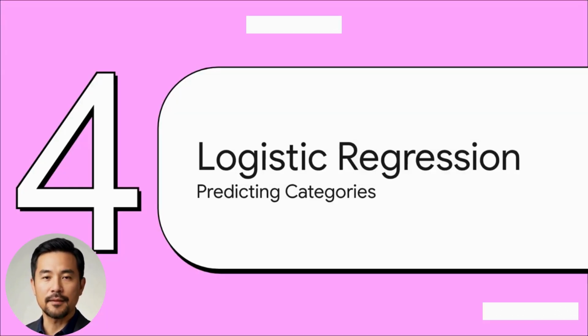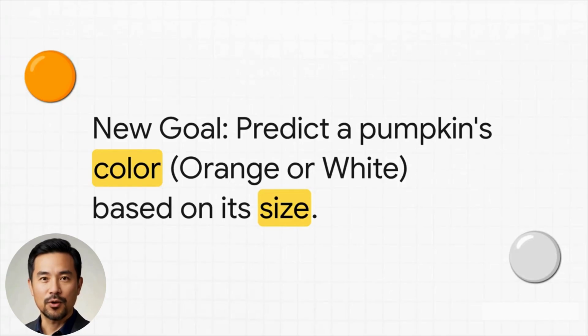Okay, so everything we've talked about so far has been about predicting numbers. A price, a temperature, a score. But what if we want to predict a category? Like not how much, but which one? That's a whole different ballgame. Let's switch things up. Forget about price for a second. Let's say we want to predict a pumpkin's color based on its size. So the answer isn't a number anymore. The only possible answers are orange or white. See the difference? We're predicting a label, a category.